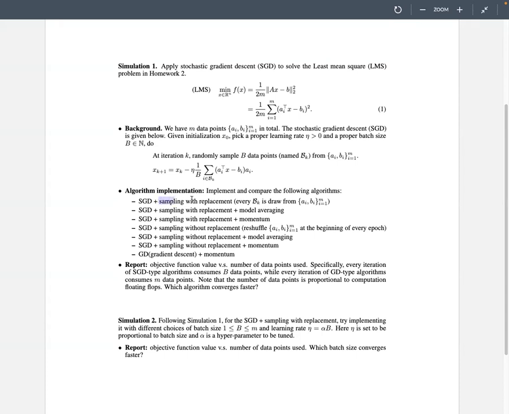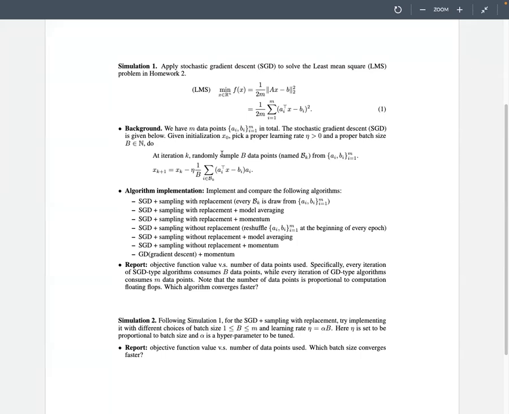And the first three algorithms are using sampling with replacement. That means in every iteration, once you draw that mini batch of data samples, you put it back, so that in the next iteration you again randomly pick another 16 or 32 samples from the entire data set. This is called sampling with replacement. Every time you put it back, you draw a mini batch of samples from the same data set.